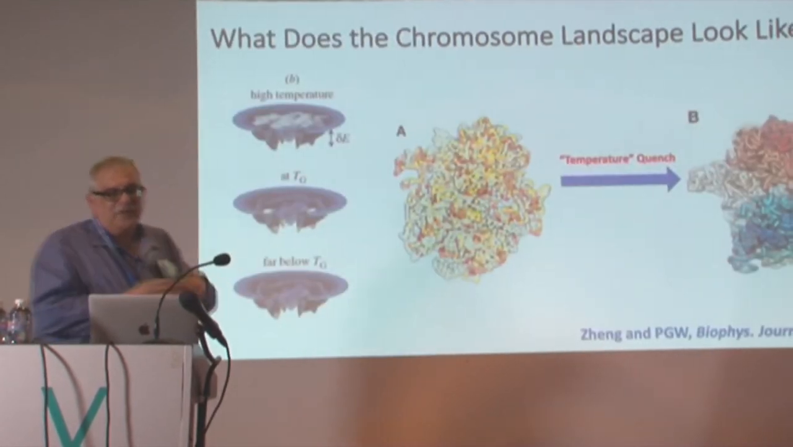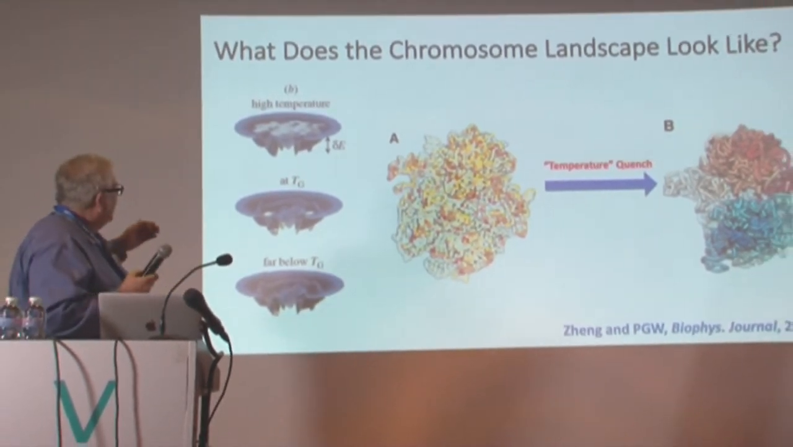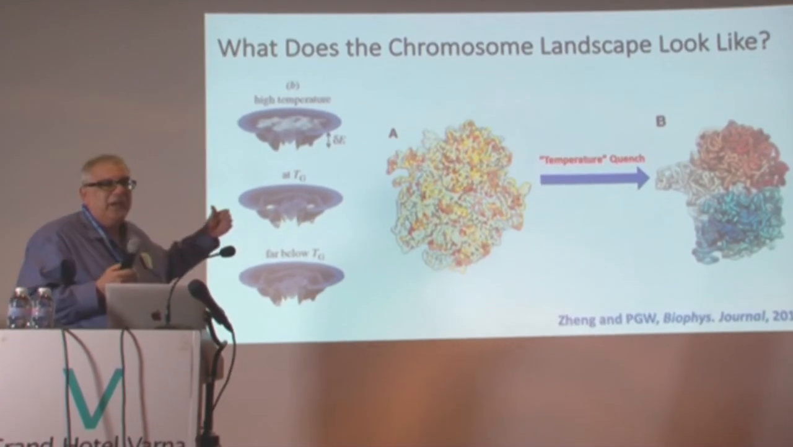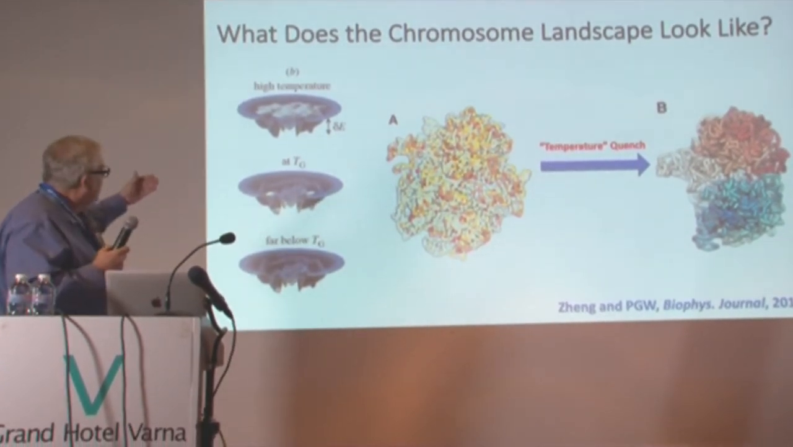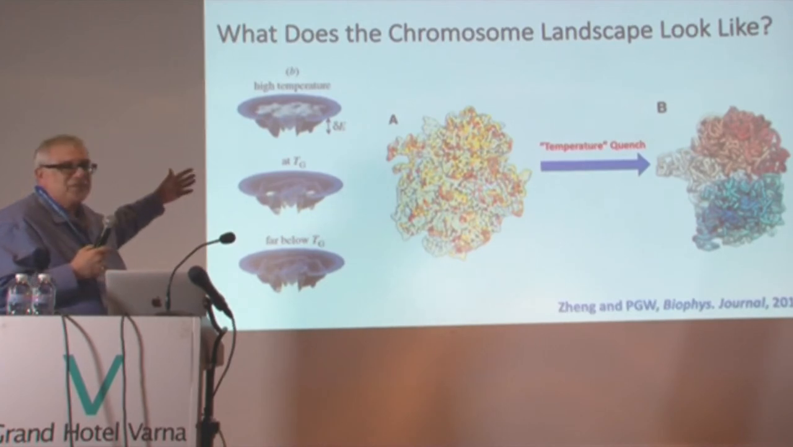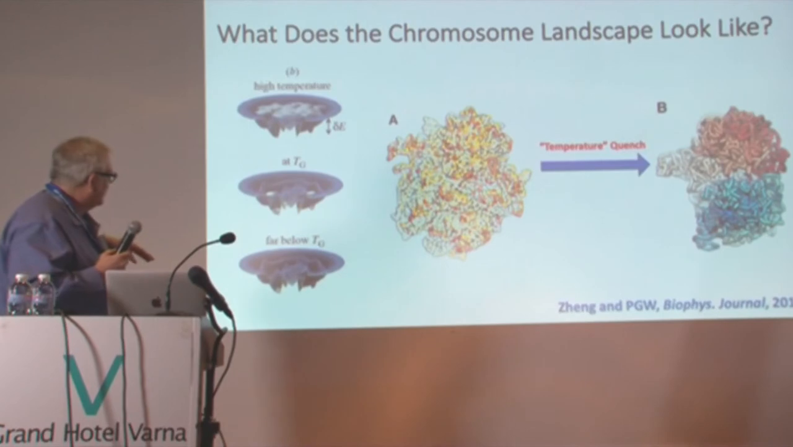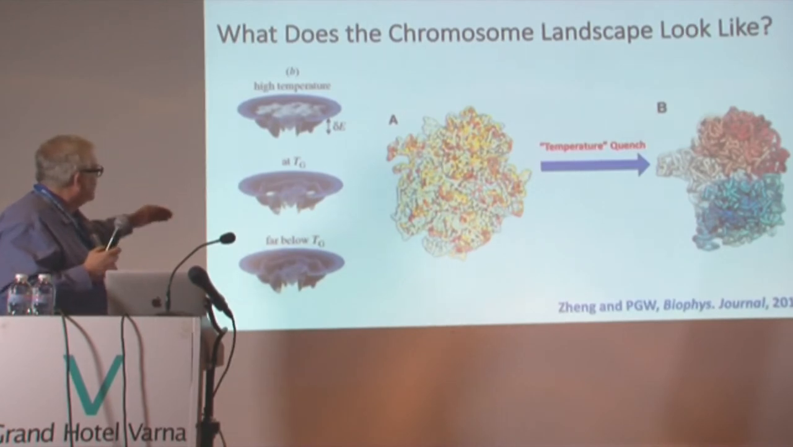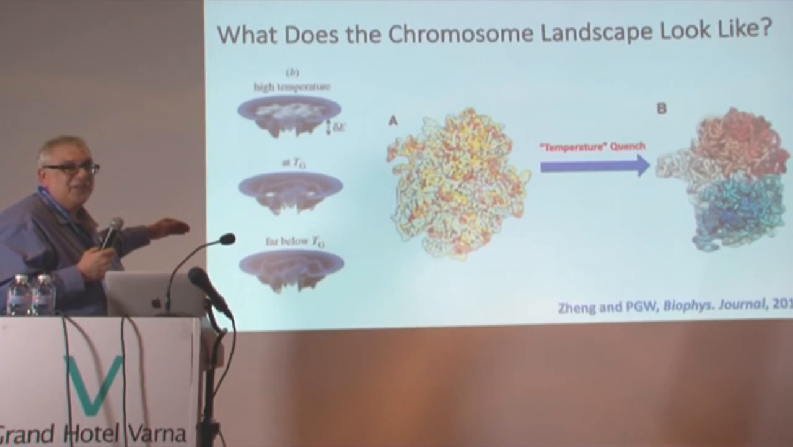Now, what does the overall chromosome landscape look like? Well, I've been saying things really look like a molten globule of a protein. And by that, I mean there's actually lots and lots of different structures, and entropy is letting you sample a whole bunch of these. A key issue in this is, are you sort of trapped in one of these structures for a long time? In that case, it would be like a glass.